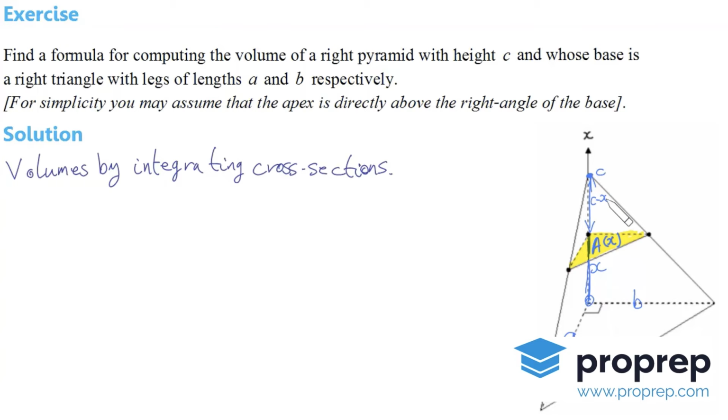Now, the way we're going to do this is, for each x, compute what A of x is, and that will be our next task, because then we'll be able to write the formula that the volume of the pyramid V will be equal to the integral as x goes from 0 to C of A of x dx. And as I said, our challenge is to find now these A of x.